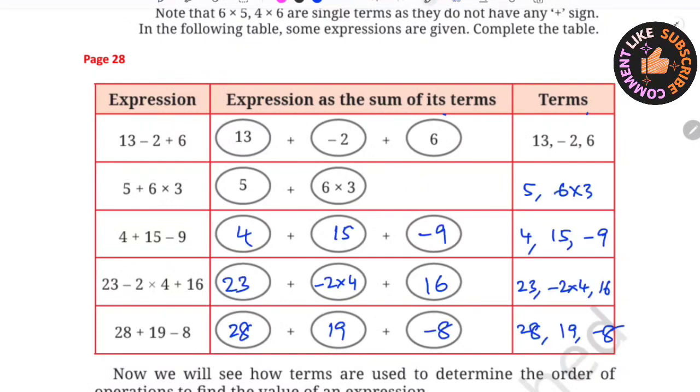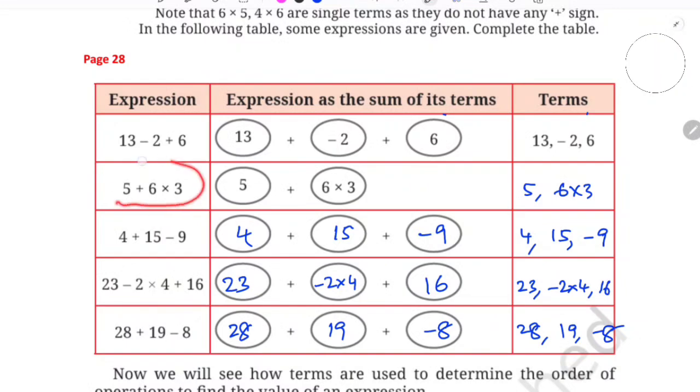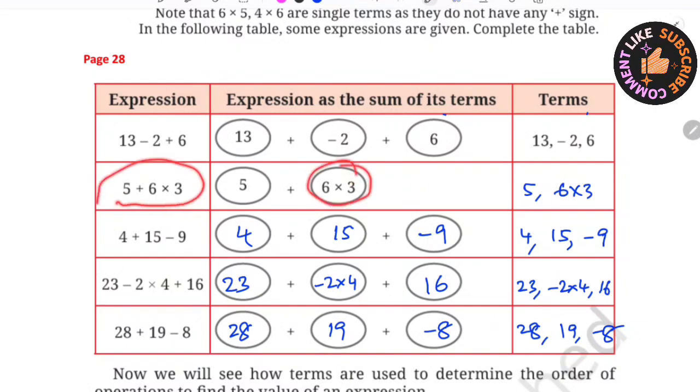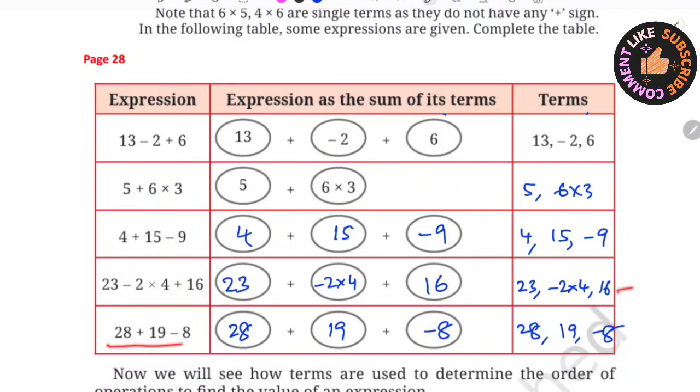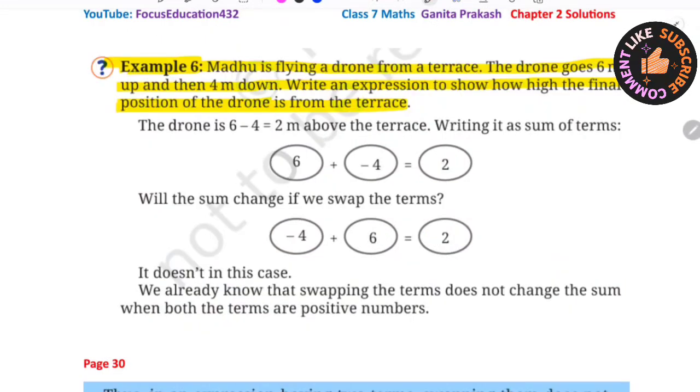Now the remaining ones you have to do here. 5 plus 6 multiplied by 3 means 6 multiplied by 3 is one term and 5 is another term. Here 4 plus 15 minus 9: 4 is one term, plus 15 is another term, minus 9 is another term. 23 is one term, minus 2 into 4 is another term. Multiplication is taken as one term along with the sign. Plus 16 is another term. 28 is one term, 19 is another term and minus 8 is another term. So write the terms here. This is how we have completed the page.